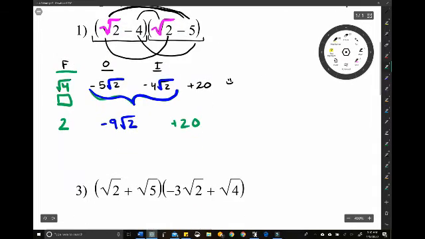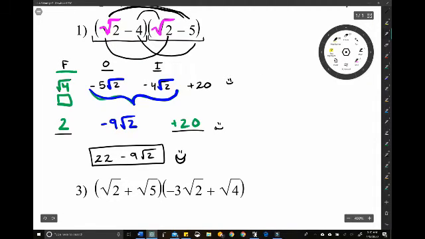But wait, there's a little bit more. The 2 and the 20, they're like terms as well. So again, this is pretty cool. The 2 and the 20 add together, which means there's 22 minus 9 roots of 2. So it's FOIL and then some square root stuff thrown in there.